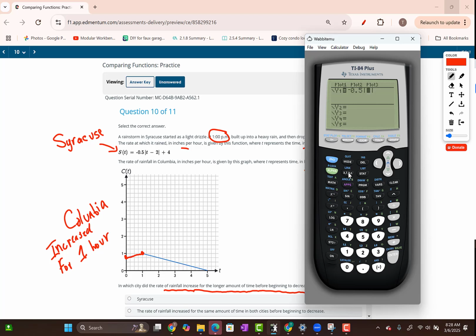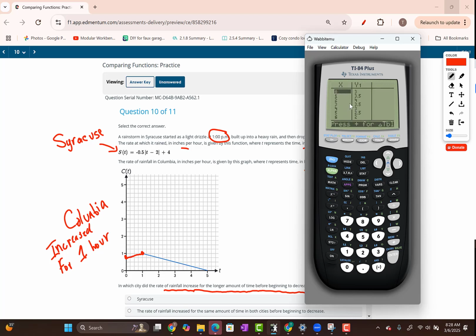Instead of t minus 2, I'm just going to use x. X minus 2. Right arrow key to get out of the absolute value symbols, plus 4. We could graph it. Can probably tell the answer there, but let's be sure and let's look at the table by hitting second graph.